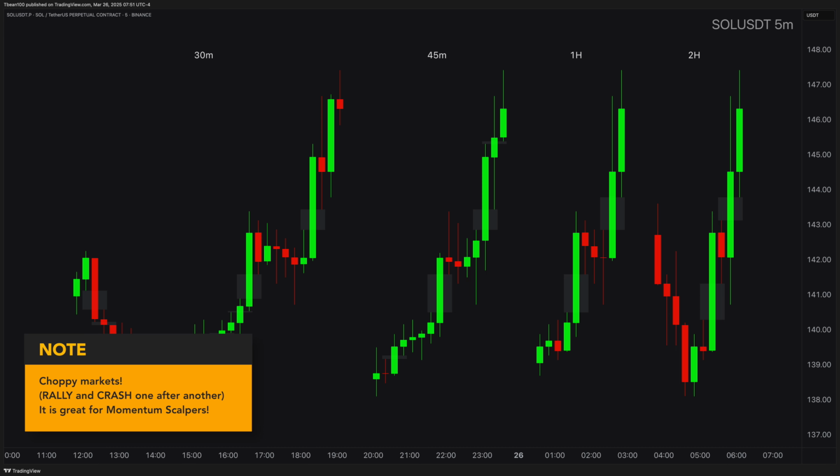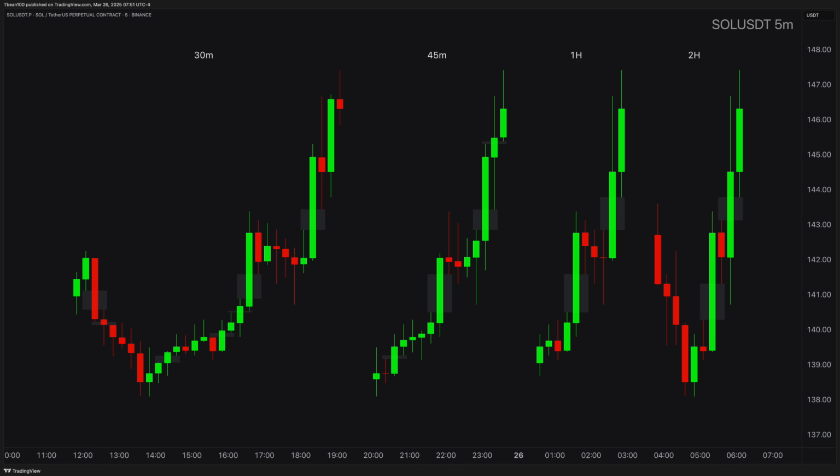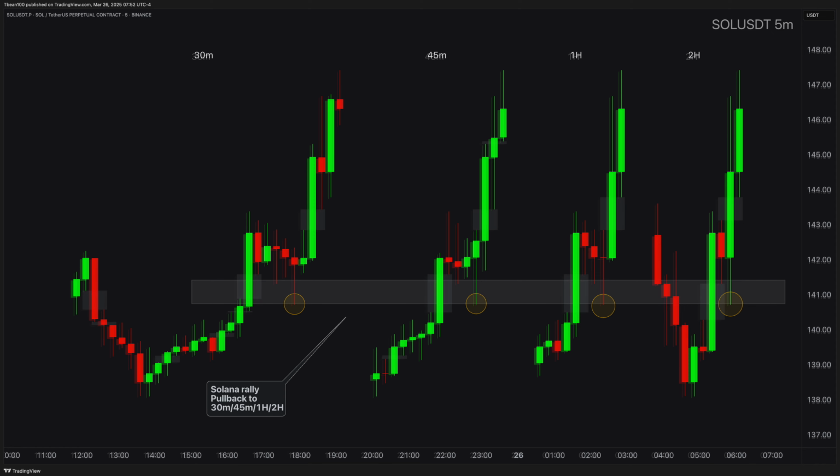Solana was in a multi-day rally for a while, since it dropped to $120, but now it is pushing back to $150 again. In this particular momentum-based scalping setup, after the quick rally, it was pulling back into this nice trade area. It consisted of 30 minute, 45 minute, 1 and 2 hour imbalances at the same time. The moment you see this, you must set an alarm on this price level, because this could be the ignition point of the next rally coming up.